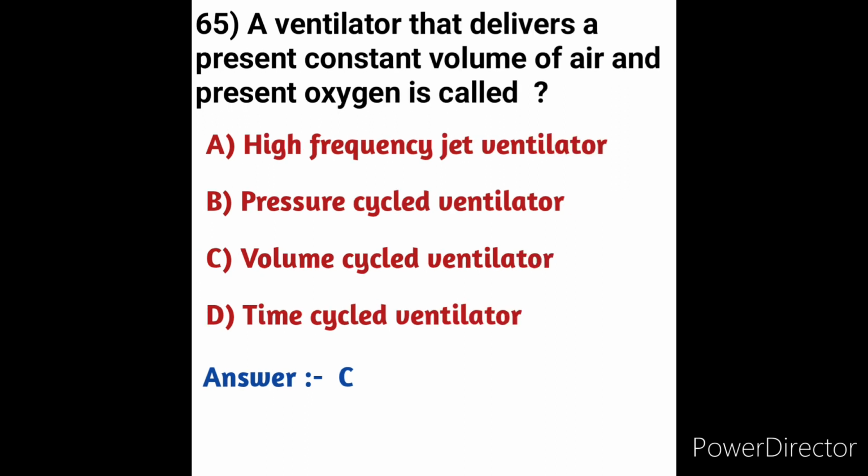On to question number 65. A ventilator that delivers a preset constant volume of air and oxygen is called as, options. Option A, high frequency jet ventilator, option B, pressure cycled ventilator, option C, volume cycled ventilator, option D, time cycled ventilator. Here the volume cycled ventilator delivers a preset constant volume of air and oxygen. So volume cycled ventilator is the correct answer, option C. It requires the clinician to set the peak flow rate, flow pattern, tidal volume, respiratory rate and PEEP.